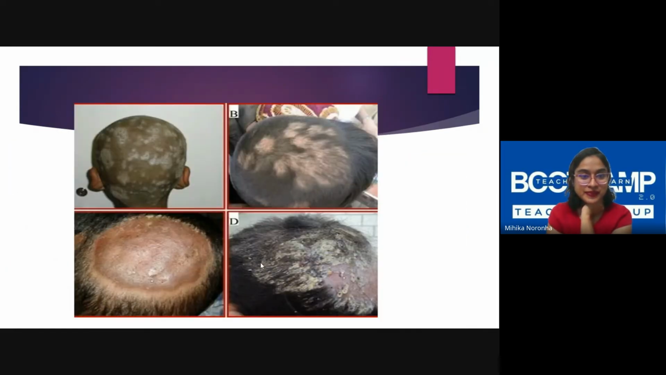Okay. So now let's look at some pictures. You can see the top two pictures are different from the bottom two, right? But everything is fungal infection. So let's see what is the difference.